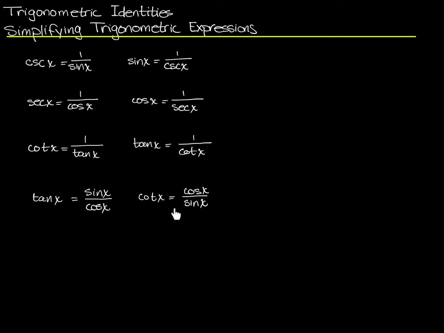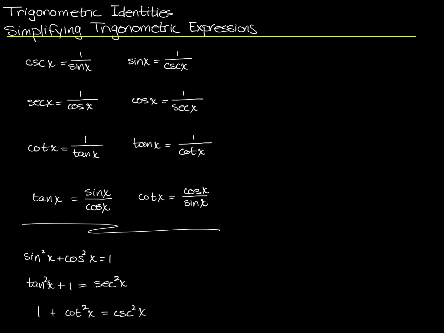We don't actually really need this column because each one of these is the reciprocal of the ones in this column. So cosecant is 1 over sine, secant is 1 over cosine, cotangent is 1 over tangent. And then also remember that the tangent of an angle is the ratio of the sine of that angle with the cosine of that angle. Tan equals sine over cosine.